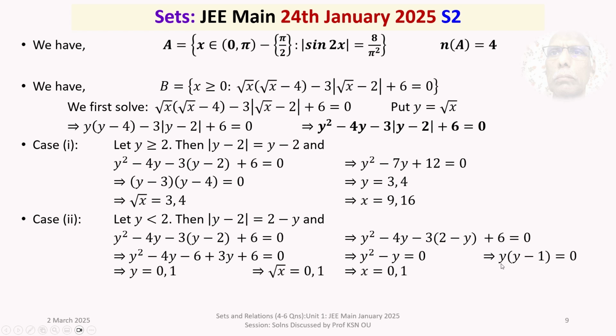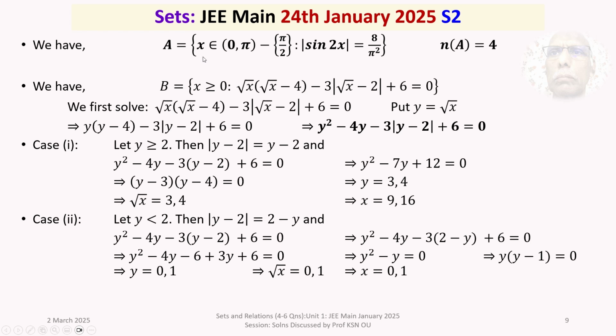That implies y into y minus 1 is equal to 0. Y is 0 and 1. That is root x is equal to 0, 1. Squaring, x is equal to 0, 1. And you also note down that 0 doesn't belong to A, because it is the open interval 0 to pi where 0 is not included. So x is equal to 0 is not there in A. It only should talk about 1, whether it is in A or not.